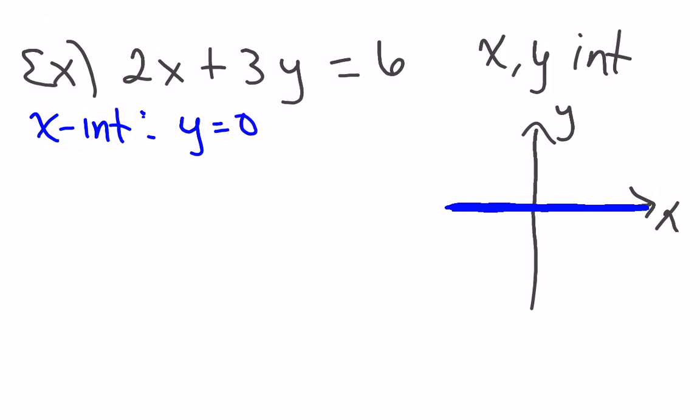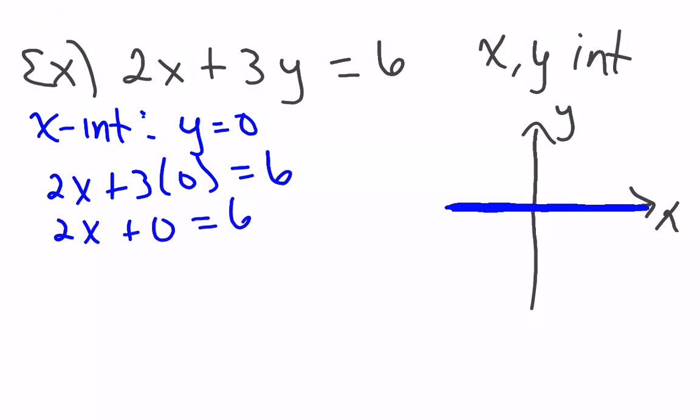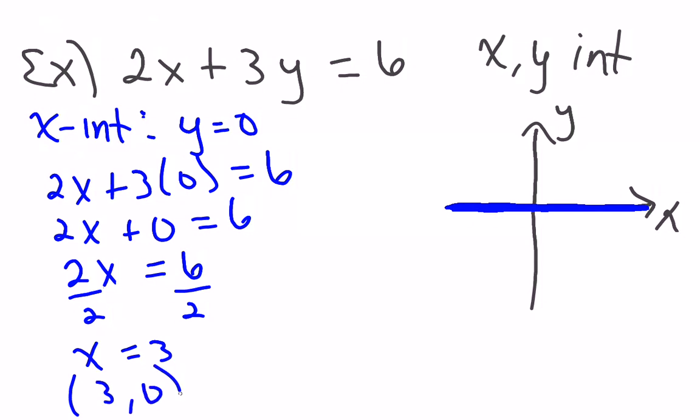Okay? So you can probably imagine how we find the y-intercept. All right, so plug 0 in for y. So we have 2x plus 3, instead of y, we're going to put 0, equals 6. We're going to solve for x. So 2x, 3 times 0 is 0. So now we have 2x equals 6. To get rid of the 2, we divide by 2. And so we have x equals 3. So the x-intercept is at the point 3, 0. Okay?